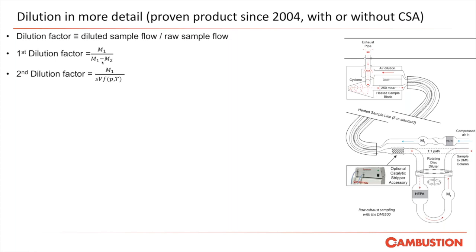The second dilution factor, in this case, the diluted sample flow is again M1. And the raw sample flow is given by the volumetric flow imparted by this disc. So this disc has holes in it of a known fixed volume, a certain number of them, and it's turning around at a speed S, a frequency S, and the bigger S is, the bigger the volume that's being imparted to this second arm of the diluter into the clean flow. Because all these other flows are in terms of mass flow, we need to convert that volumetric flow of the disc into a mass flow. And we do that as a function of the pressure and temperature in the disc, which is measured.